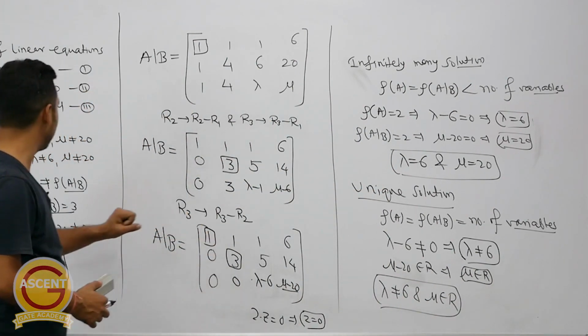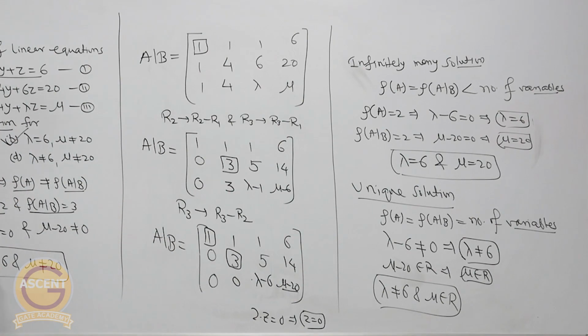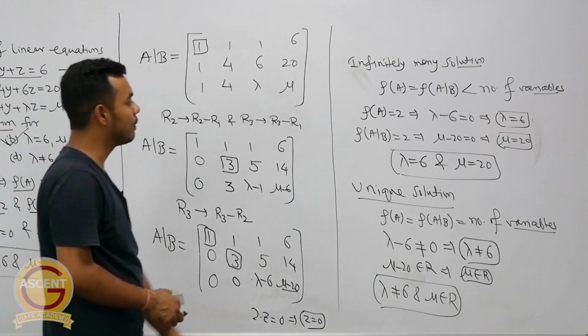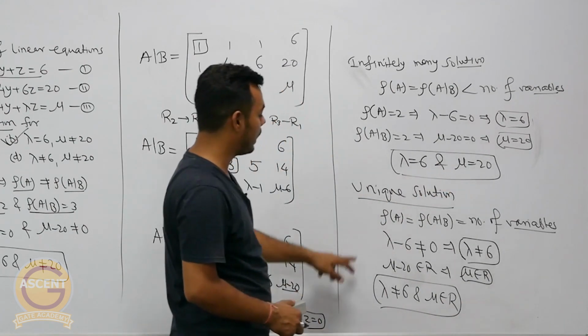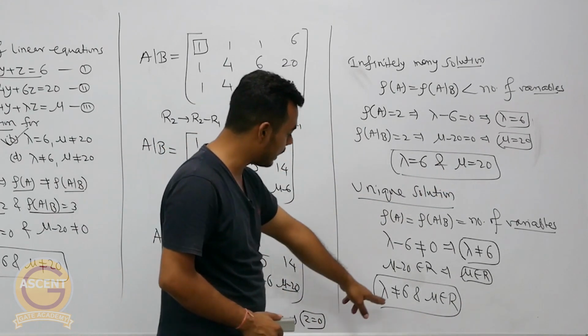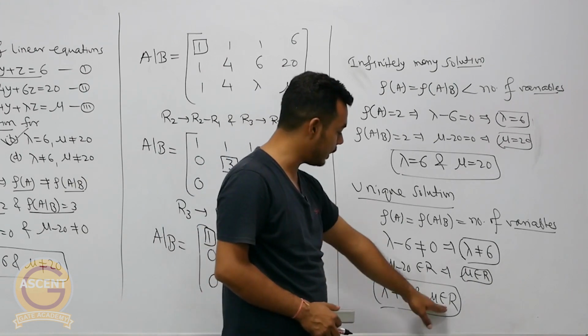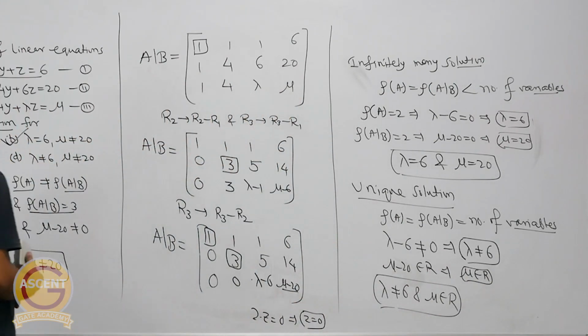So these are the conditions. For no solution, lambda equals 6, nu not equal to 20. For infinitely many solutions, lambda equals 6 and nu equals 20. And for unique solution, the condition will be lambda not equal to 6 and nu any real number. So this was a very good problem. After this, we'll talk about homogeneous systems of linear equations.